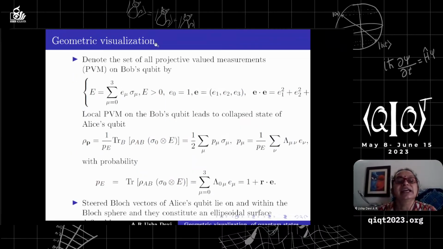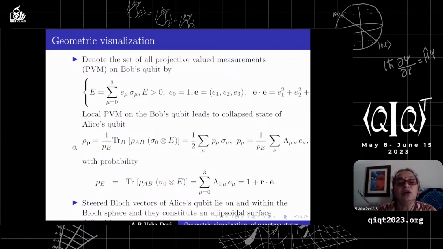So what I am trying to say here is, I take the set of all projective valued measurements. That is, I take all projectors first. So projectors are 2x2 matrices. When you expand them in terms of the Pauli basis, because the projectors are positive, I get the property that E naught, the coefficient of sigma naught, is 1. And all the other three parameters, E1, E2, E3, the components of this E, satisfy that it is a unit vector. That is for all projectors, this is 1.